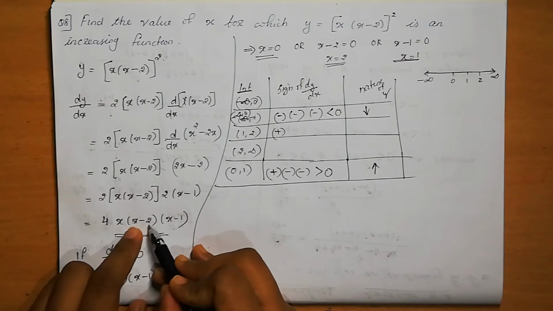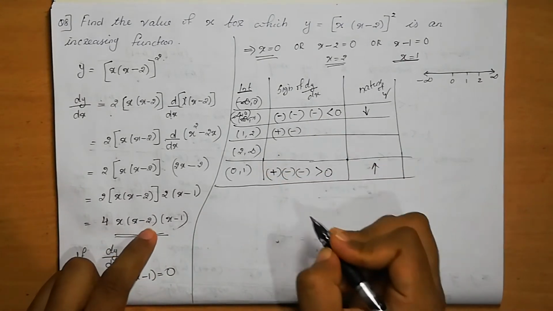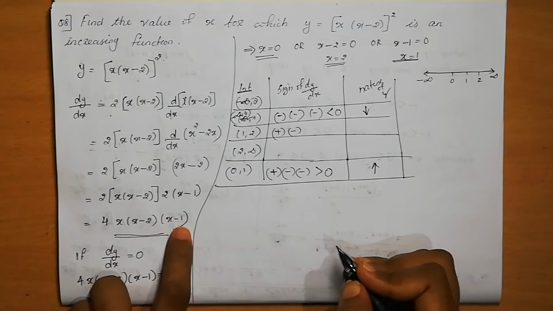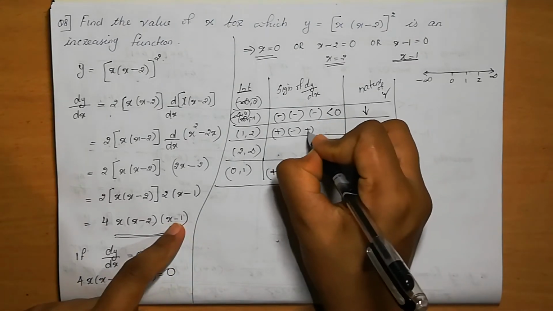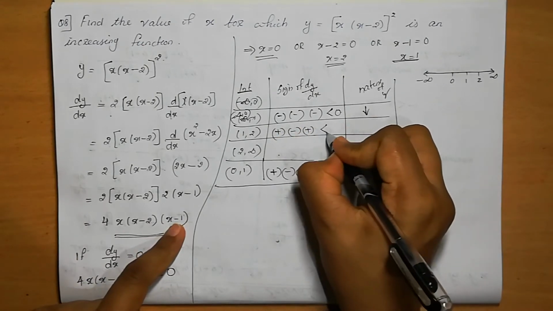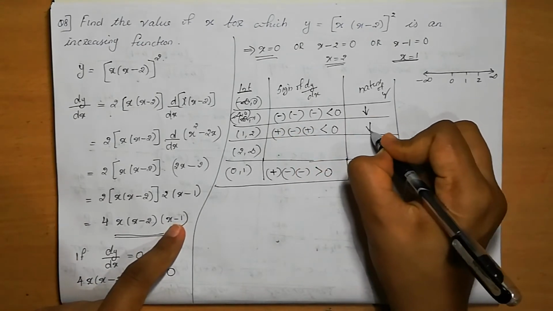That means here what we will get? Minus value, because 2 is a bigger number. 1.5, 1.6 means that is the bigger one. So here we will get a positive value, correct? So plus, minus, minus, that is less than 0, which means the function is decreasing.